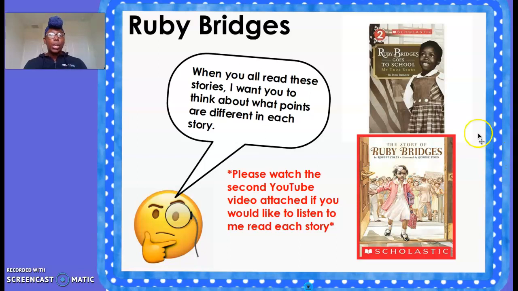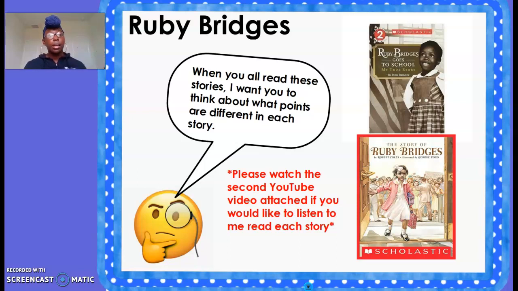So again, we have both of these Ruby Bridges stories. Since there are 2 stories, you guys, I have put the links to the books in the Google form, and I've also added a second YouTube video right under this one of me reading each of the books. When you read, I want you thinking of the thinking steps, and I also want you to think about what points are different in each story.